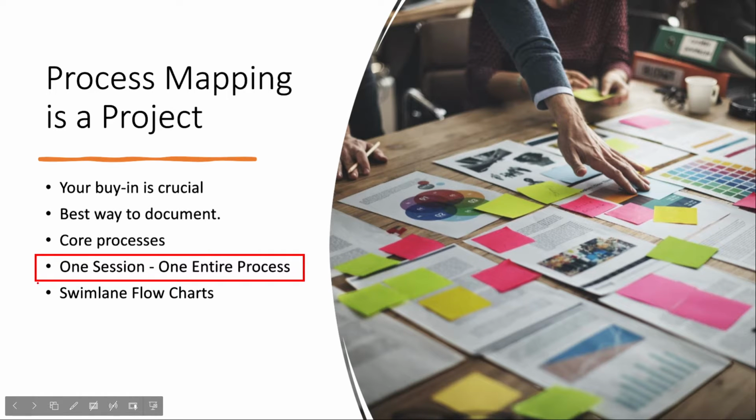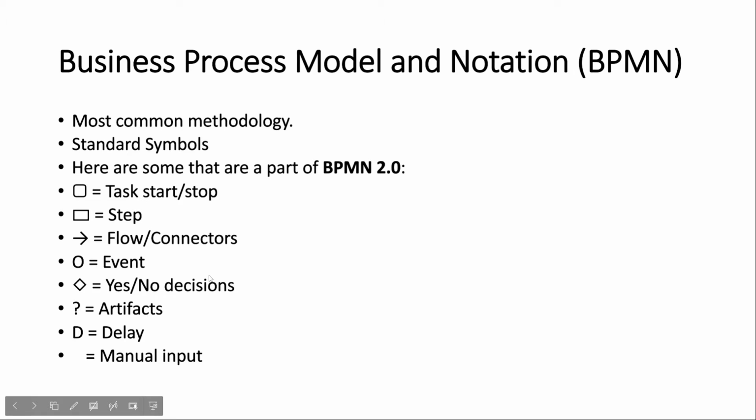So we will be following swim lane flowcharts. There are various methods to do business process mapping, but the most common, most effective and most popular is the swim lane flowchart. So we'll be following swim lane flowchart, and I'll show you what that is. We are following the Business Process Model and Notation, which is BPMN, and this is the global standard, and currently the global standard is BPMN 2.0. I'll explain that as well, but these are the symbols that we'll be using.